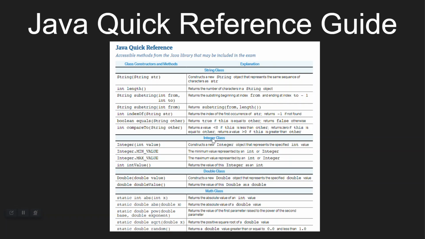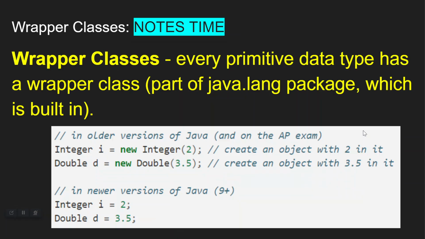You'll also notice that it has something called the Integer class, which includes the Integer constructor, Integer.MIN_VALUE, Integer.MAX_VALUE. You probably recognize those from previous lecture videos, and then something called intValue. There's also the Double class, which again has a constructor and a method called doubleValue. This is kind of new. Of course, we've been talking about integers and doubles in this class as primitive data types, so it's weird that they have their own class. Let's dive into this and see what it's all about.